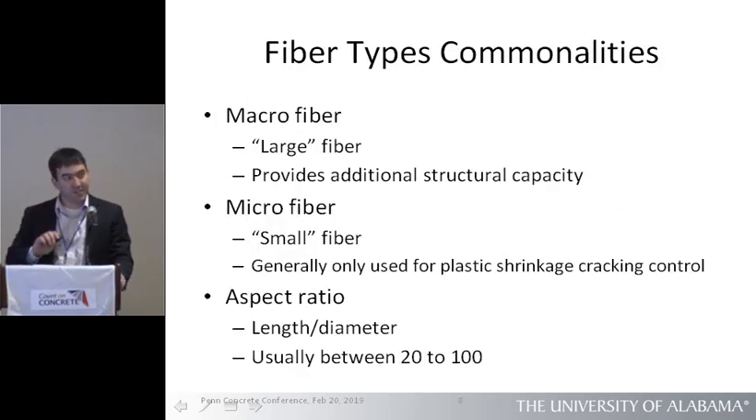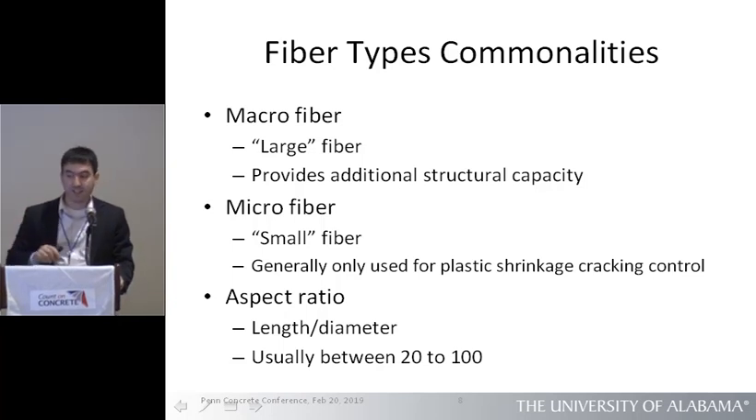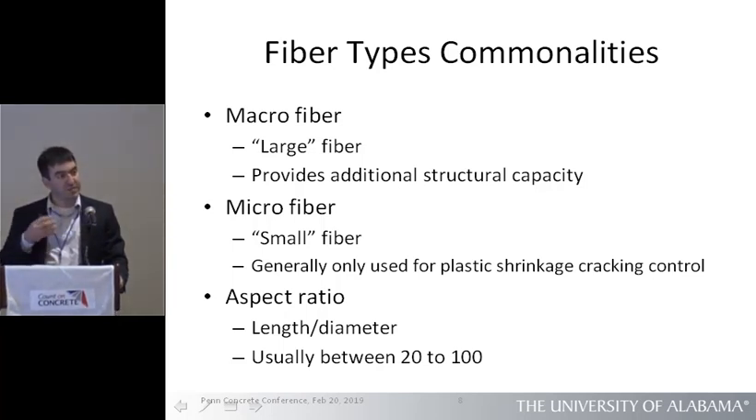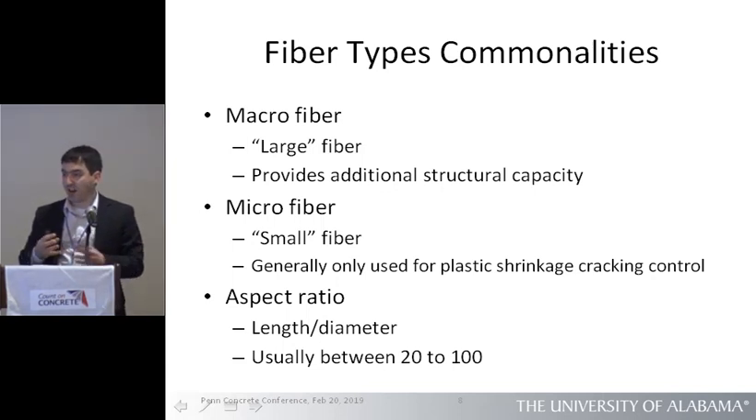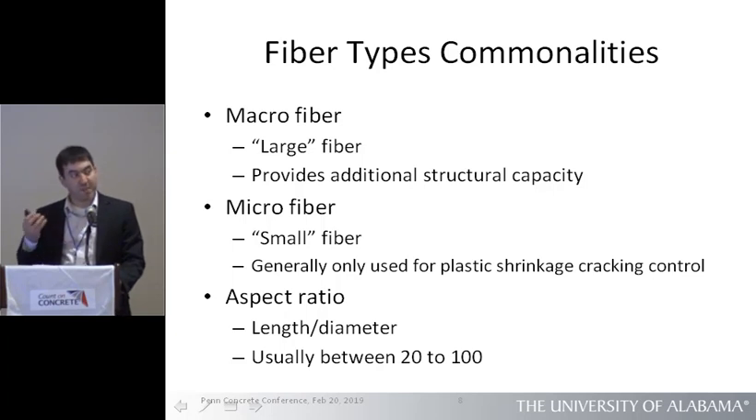In addition to the actual material of the fiber, there are 2 general types of fiber. You can have a macro fiber or a micro fiber. A macro fiber is typically a large fiber, anywhere from maybe 1.25 inches to 2 inches. Microfibers are smaller. The macrofibers are what give you some additional structural capacity once the concrete has cracked. The microfibers really only help you with plastic shrinkage cracking control. The microfibers generally do not increase the structural capacity of your concrete. It just helps with those early age deformations.